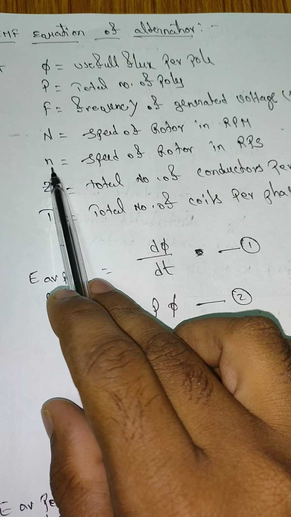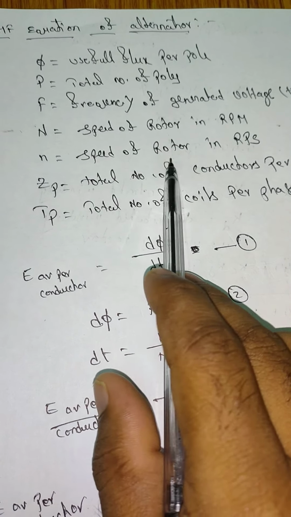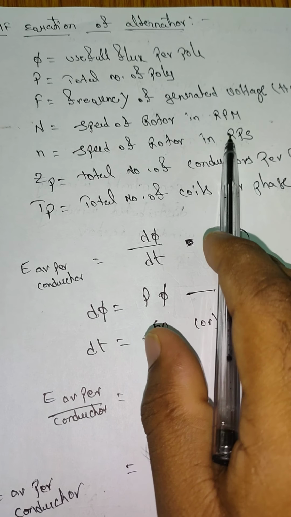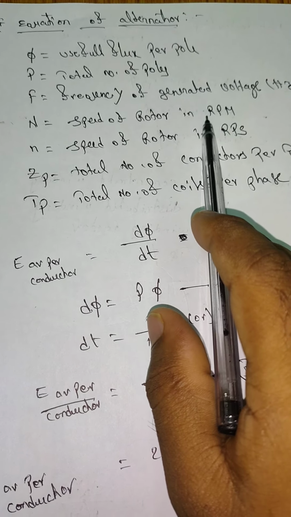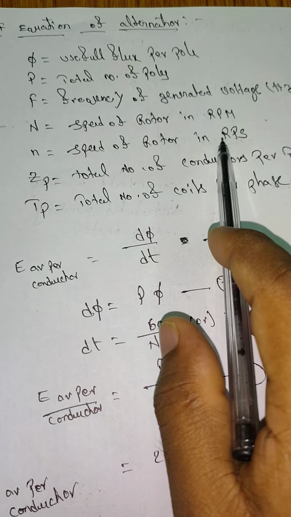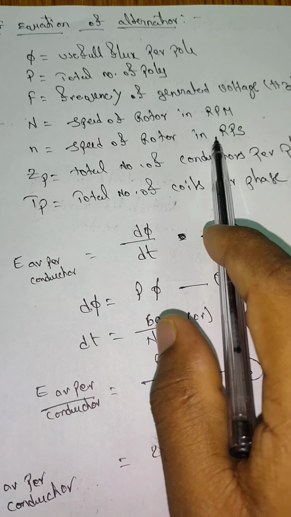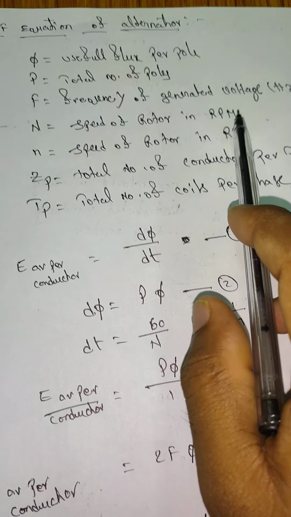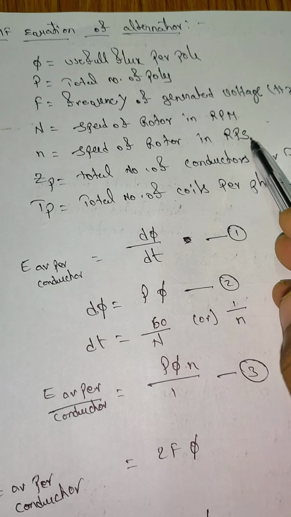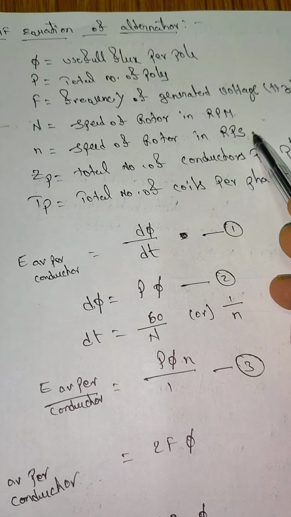Coming to small n, it is the speed of the rotor in RPS. This is RPM, revolutions per minute, and this is RPS, revolutions per second. Capital N is calculated per minute, and small n is calculated per second.